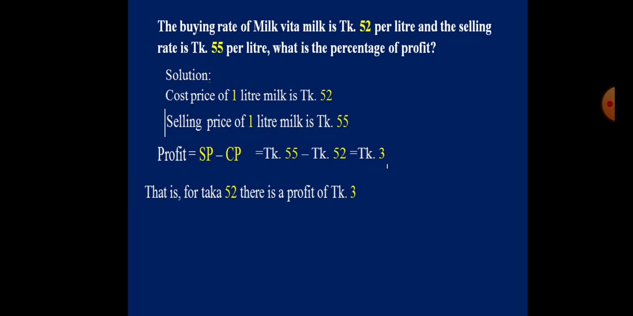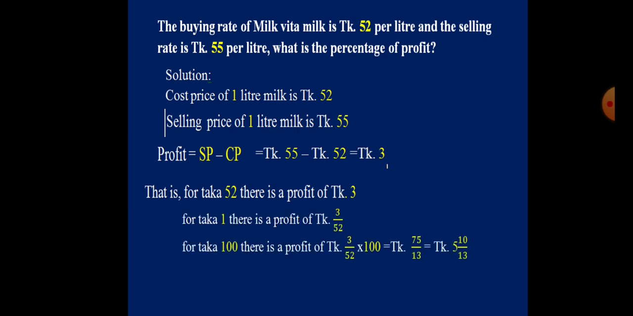Now you know that the profit or loss actually depends on the cost price. Here the cost price is taka 52 and profit is 3. So for taka 52 there is a profit of 3. For taka 1 there is a profit of 3 over 52, and for taka 100 there is a profit of 3 over 52 times 100, and that is 75 over 13. This means the profit is 5 and 10/13%.